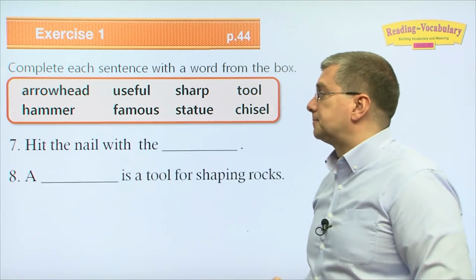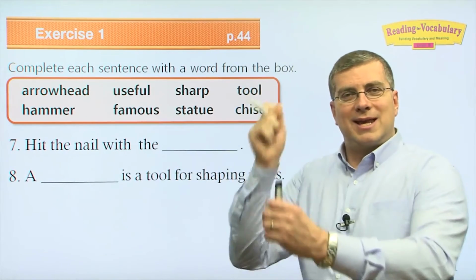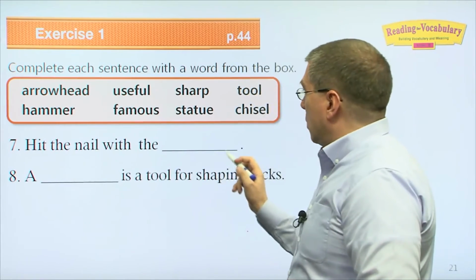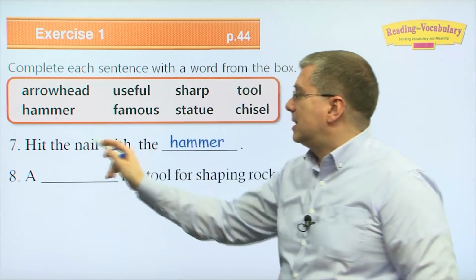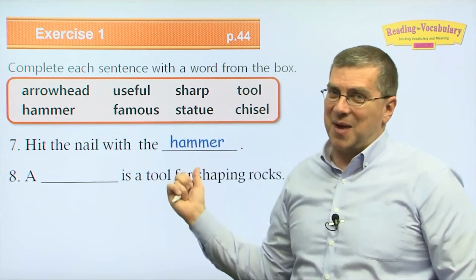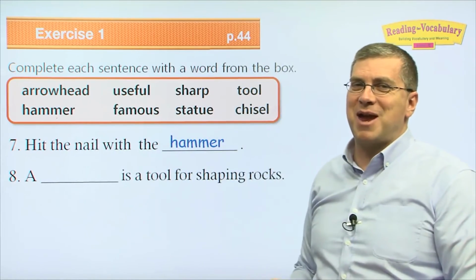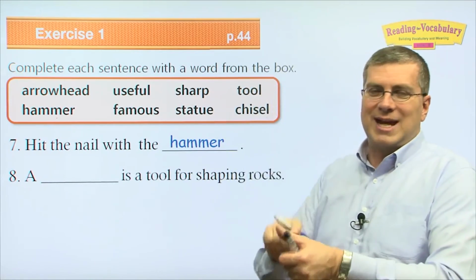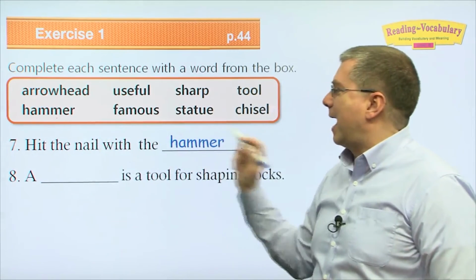Okay, number seven. Hit the nail with the what? What do you use with a nail? Of course, you use a hammer with a nail. Hit the nail with the hammer. Don't hit the thumb with the hammer. Hit the nail with the hammer, right? Be careful, 조심해요. Watch out if you're using a hammer, right? Don't hit your thumb, hit the nail.